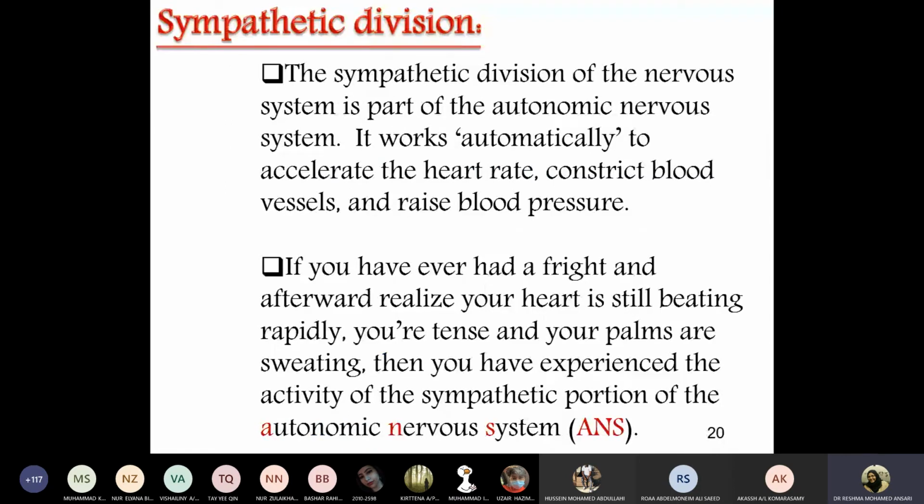So coming to the sympathetic division. It works automatically to accelerate, meaning increase the heart rate, constrict the blood vessels, and raise the blood pressure. If you have ever had a fright and afterwards you realize the heart is still beating rapidly, you are tense and your palms are sweating, that means you have experienced the activity of the sympathetic part of the autonomic nervous system. This is why it is called the nervous system for fight or flight. Flight does not mean flying. I mean you want to run away from the situation. That is flight.